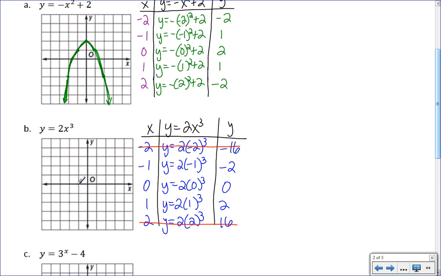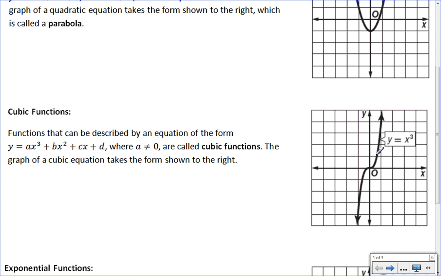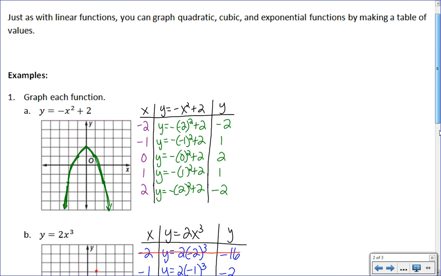-1, -2, 0, 0, and 1, 2. And hey, look at that. That sure looks like it's going to be a straight line. However, we know that this is a cubic function. And we know from the first page that cubic functions look like this. So this is definitely not just a straight line.